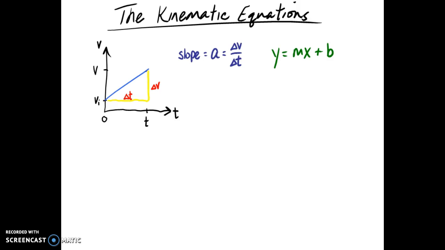Using y equals mx plus b for this straight line and making the appropriate substitutions, we get the velocity at any time t is equal to the time multiplied by the acceleration of the object plus its starting velocity. This is the first kinematic equation.